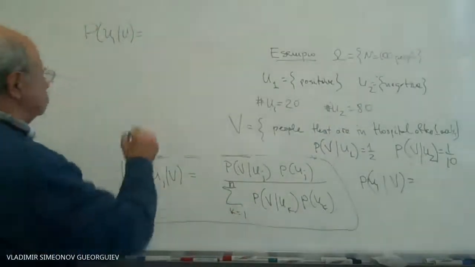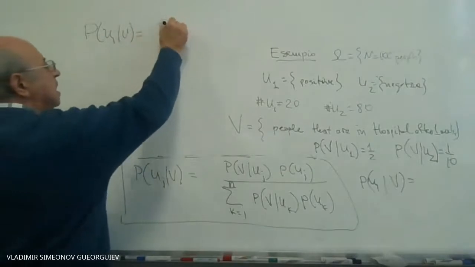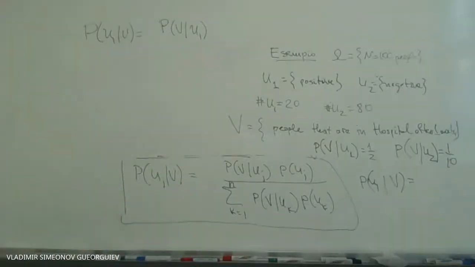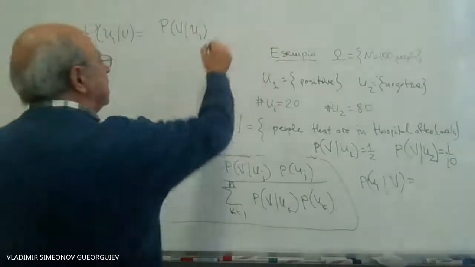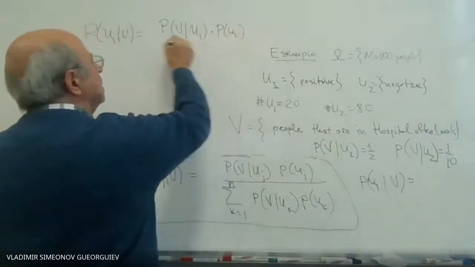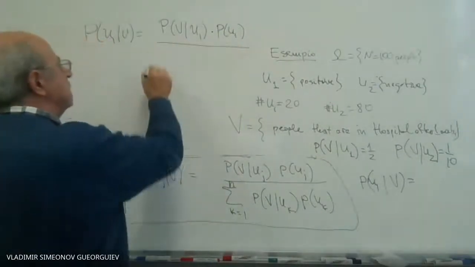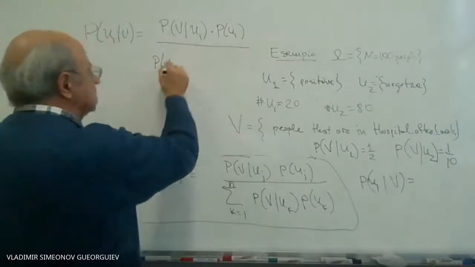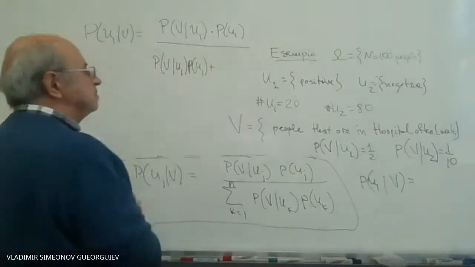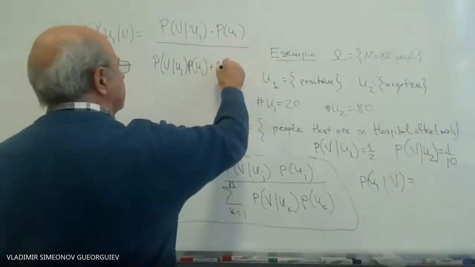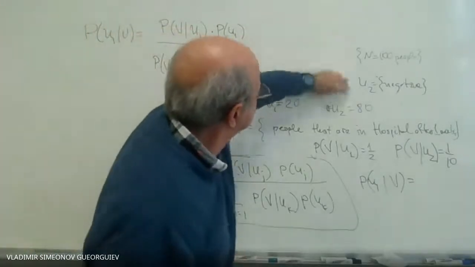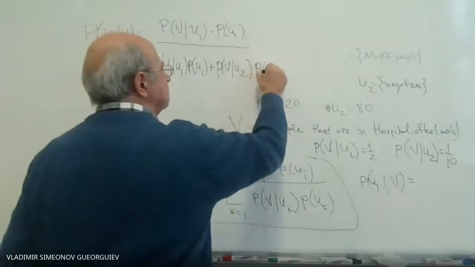And we apply this formula. So we put P of V given U1 multiplied by P of U1. Here I have to divide by P of V given U1, P of U1 plus P of V given U2, I need small space, times P of U2.